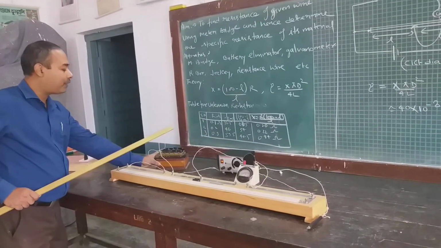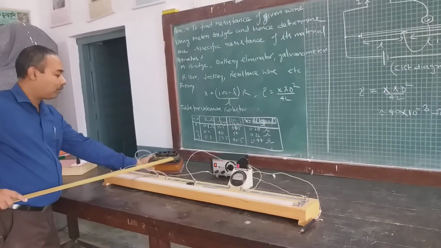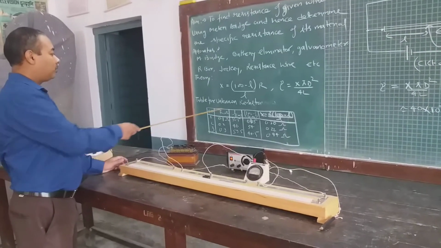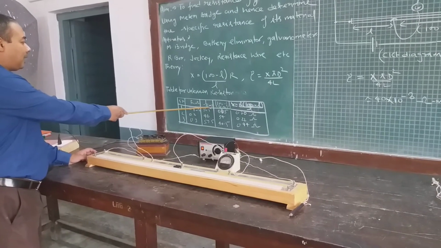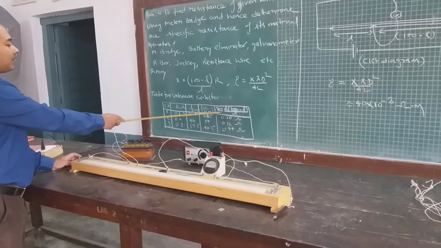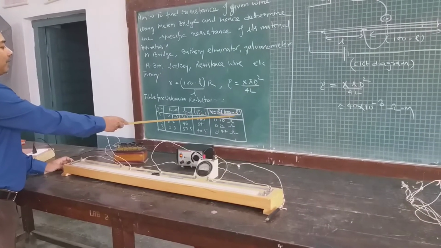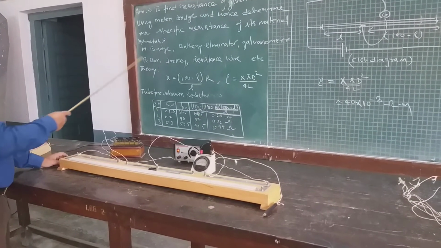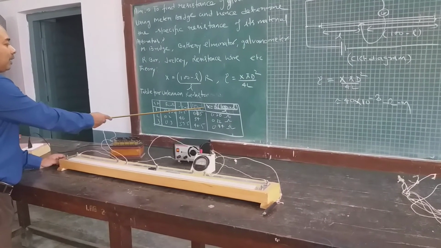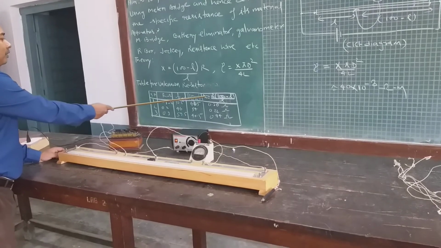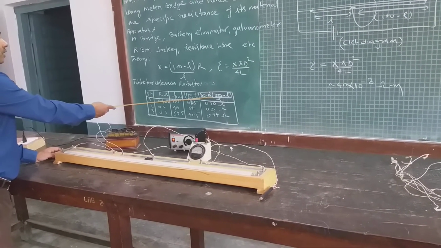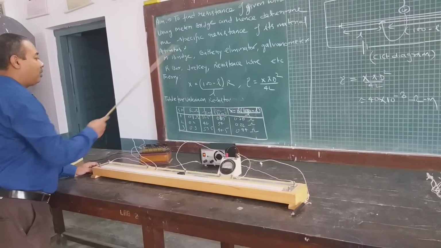Then, as we have already studied, we have to calculate the value of the resistance. In the second column there is L, in the third column there is 100 minus L, and then there is a working formula: X is equal to R into (100 minus L) upon L. Firstly we have to calculate the value of L, then we can find out the value of 100 minus L, and by using all these three we can find out the value of the unknown resistance by using the working formula X is equal to R (100 minus L) upon L.